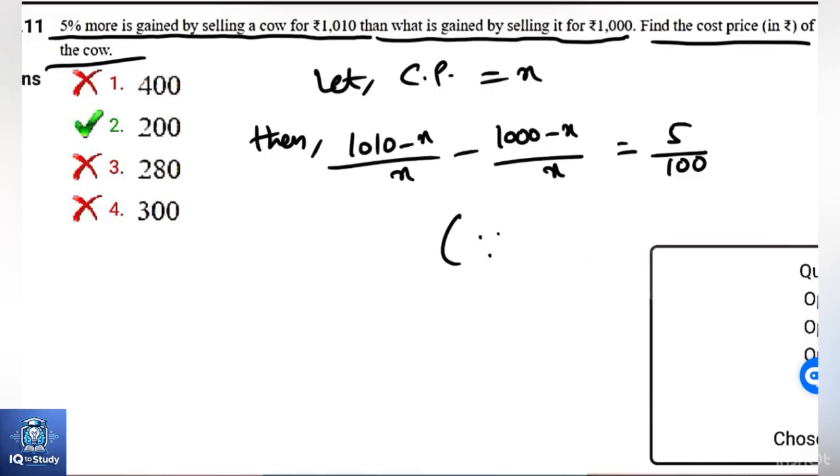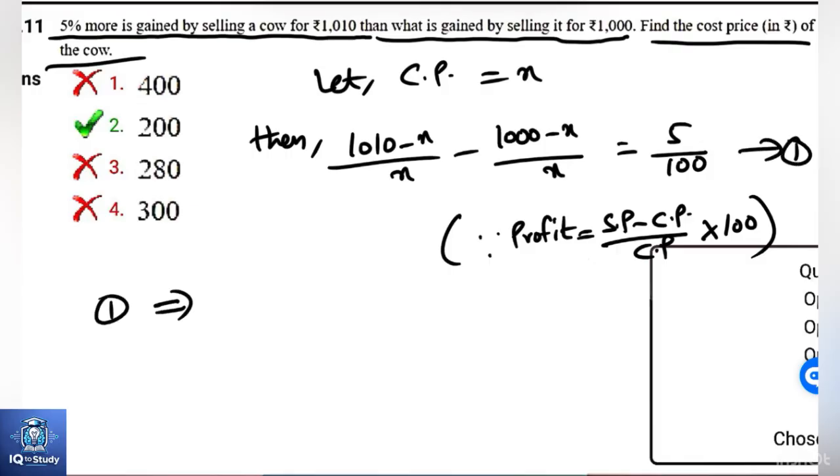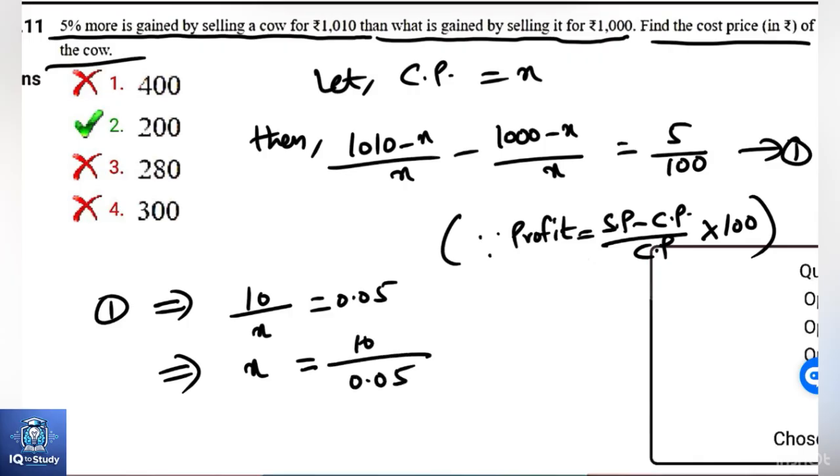It is taken because profit is equal to (SP minus CP) by CP into 100. Then equation 1 becomes 10 by x is equal to 0.05, which implies x is equal to 10 by 0.05, which is equal to 200. So the cost price of the cow is 200 rupees.